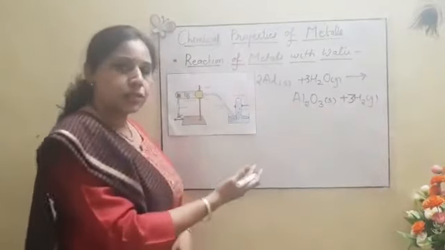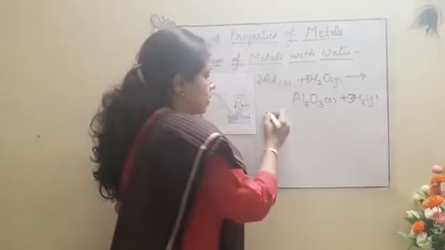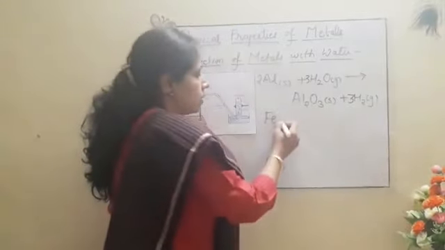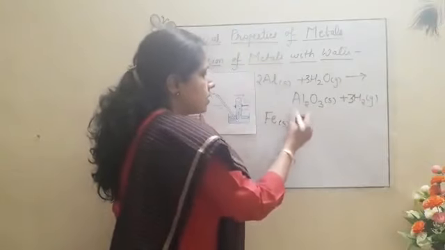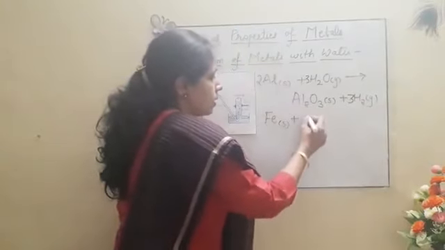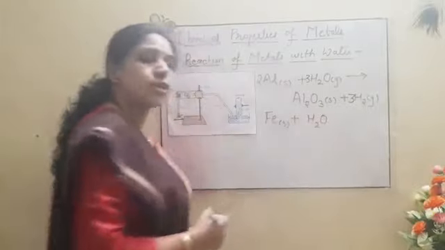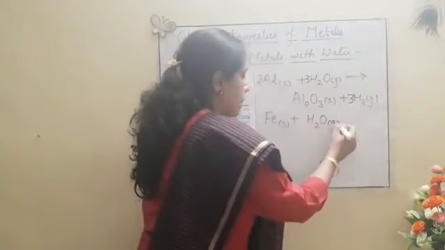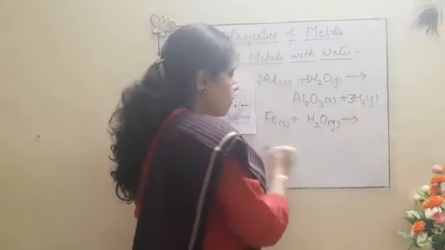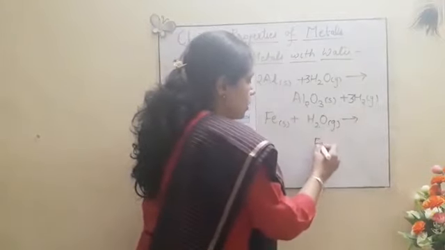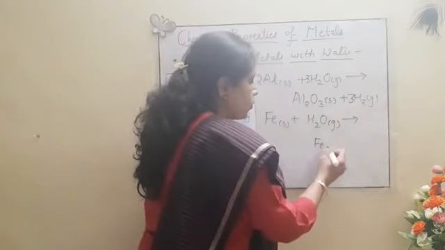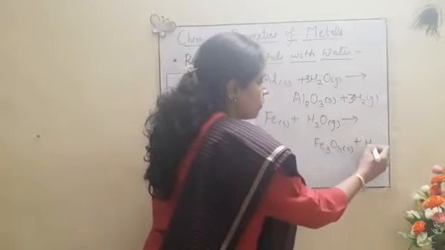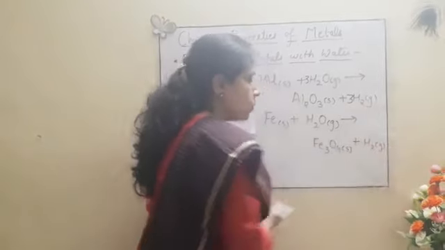Now, similar reaction with iron. Iron reacts with steam less vigorously than aluminium to form a mixture of iron 2 and 3 oxide. The mixture of iron 2 and 3 oxide, we know, is represented by the formula Fe3O4. And along with it, hydrogen gas will be evolved.